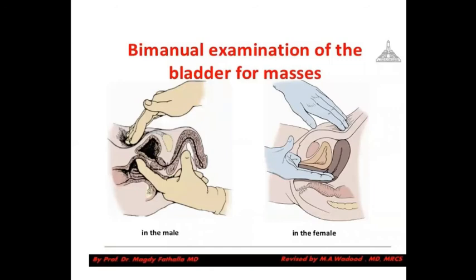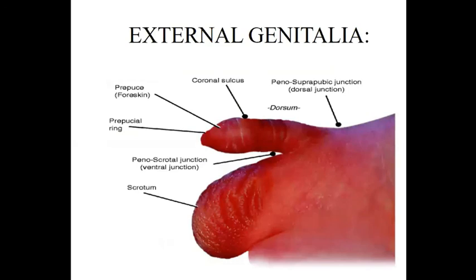This is a picture of the bimanual examination for bladder masses. We put one finger in the rectum and palpate, pressing from the suprapubic region, to assess the tumor mobility. And now we come to the external genitalia examination.